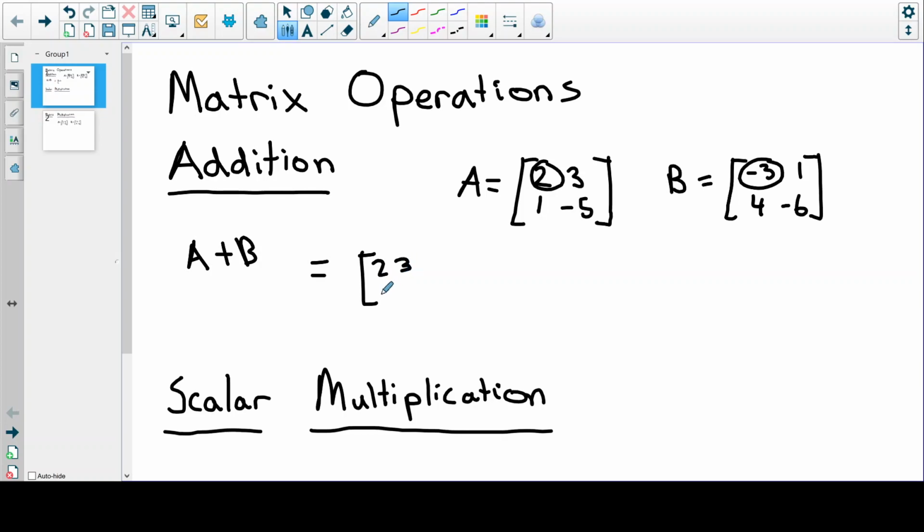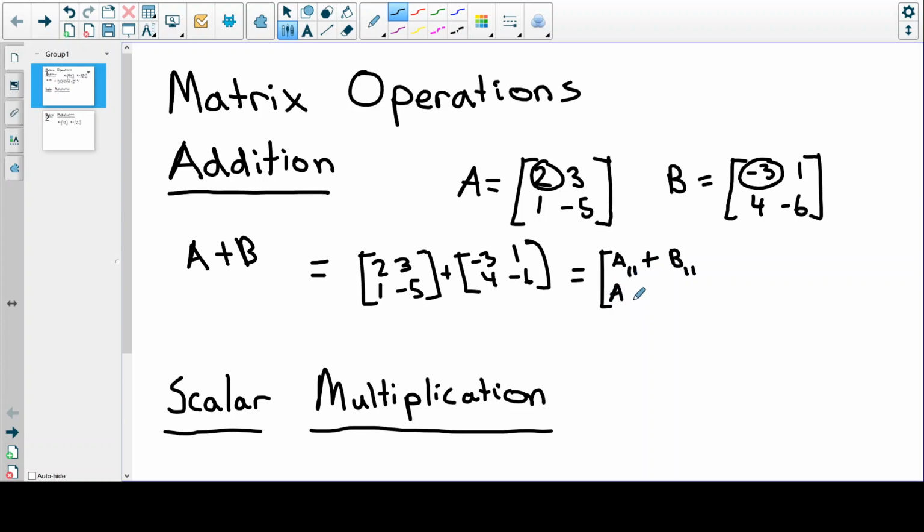So A is this, as you can see here, 5 plus 1, 4, -6. Now I'm going to do some notation here to sort of help us out. And so this would equal A11, which is row 1, column 1, plus B11. That would be our answer's row 1, column 1.